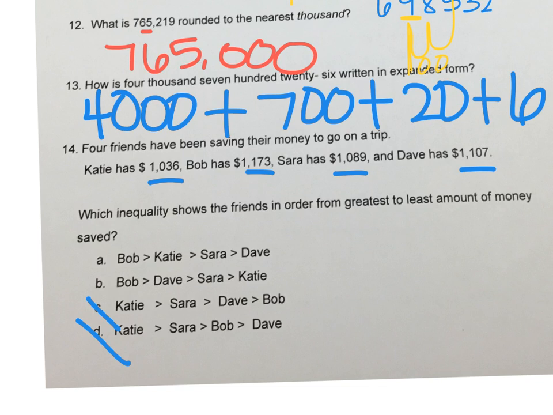Then the second person who has the most would be Dave. In A, Katie's second. In B, David's second. So that tells me it's going to be B. Bob has more than Dave. Dave has more than Sarah. Sarah has more than Katie.